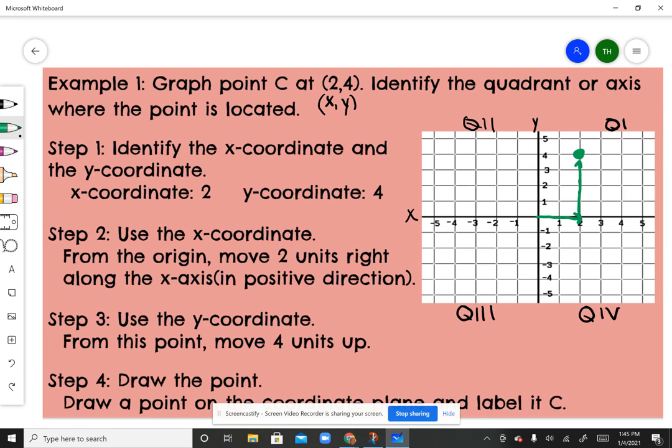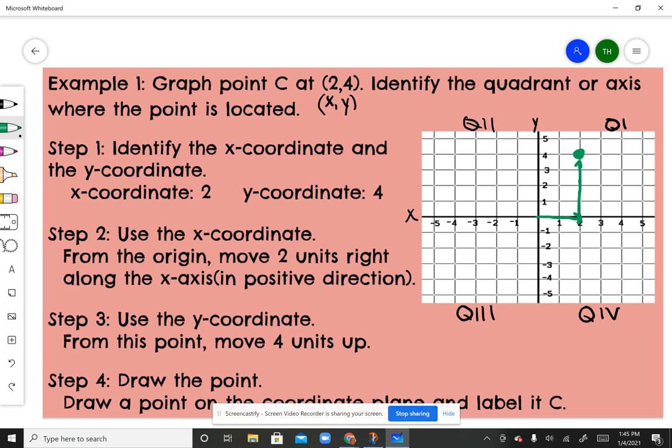Okay, remember my x-coordinate, if it's positive, I move to the right from 0. If it's negative, I move to the left. Same with my y. If it's positive, I move up. If it's negative, I move down. So we drew our point.